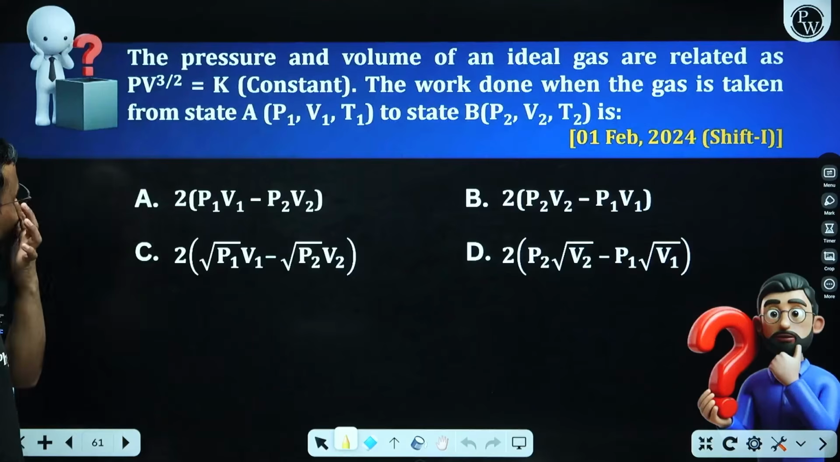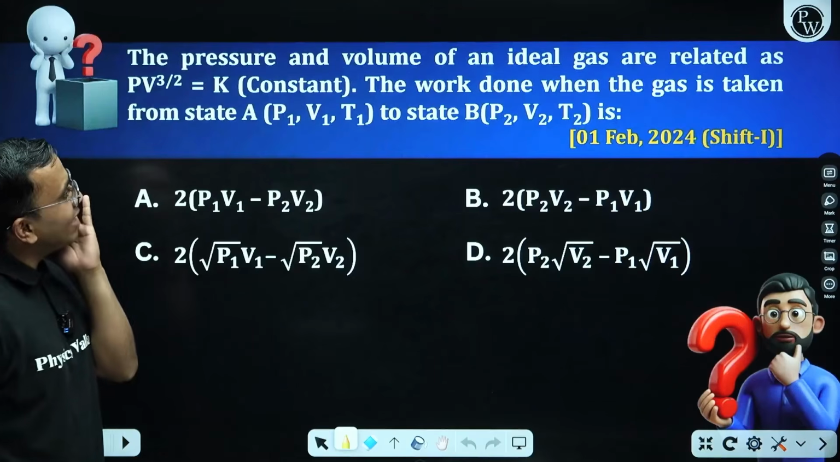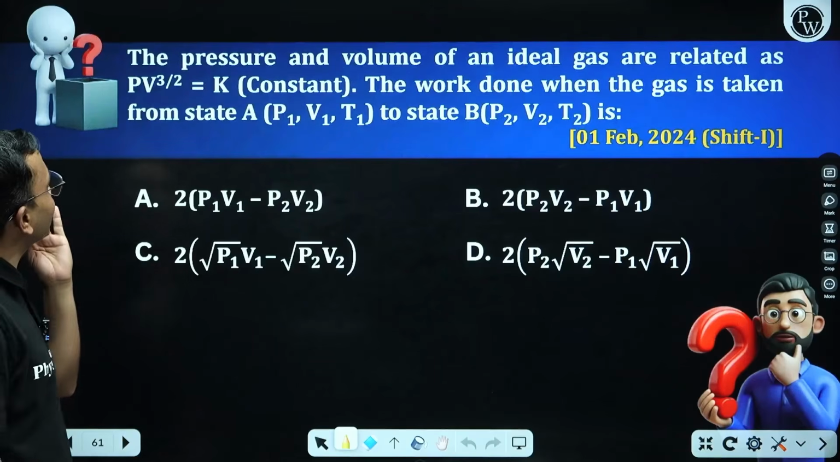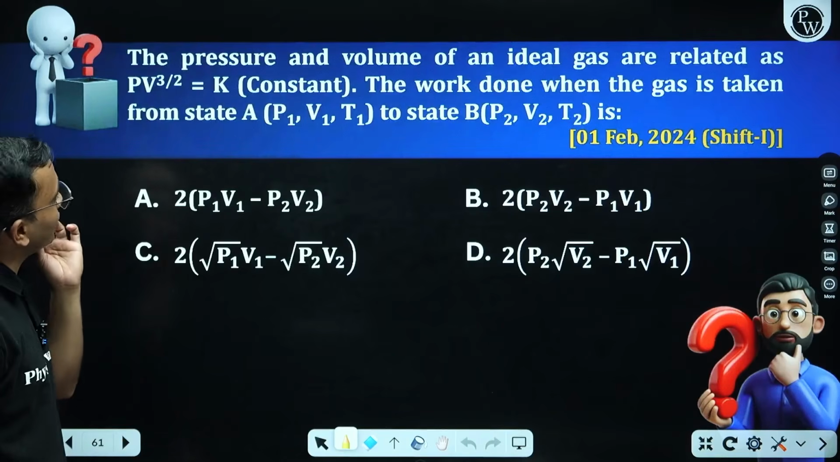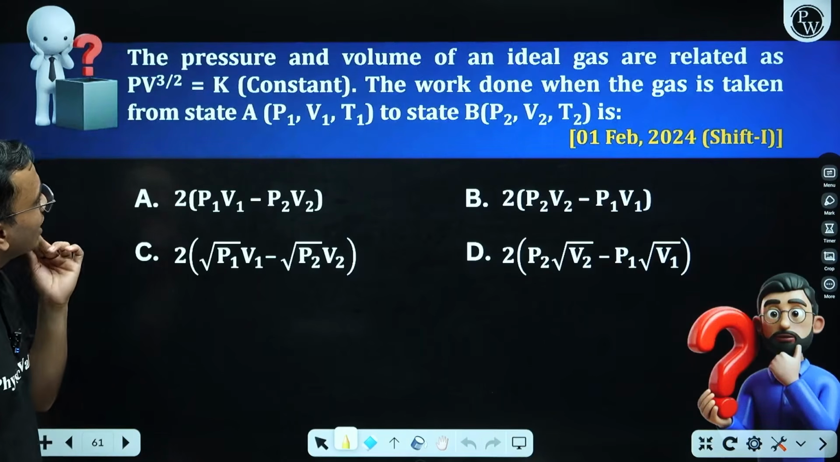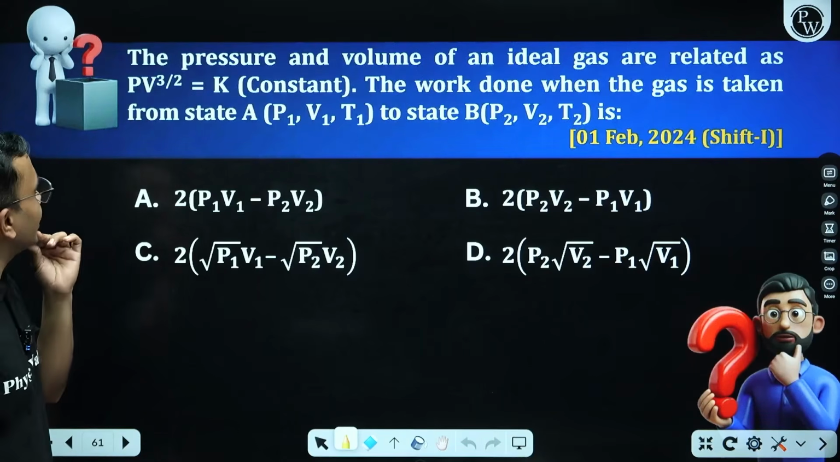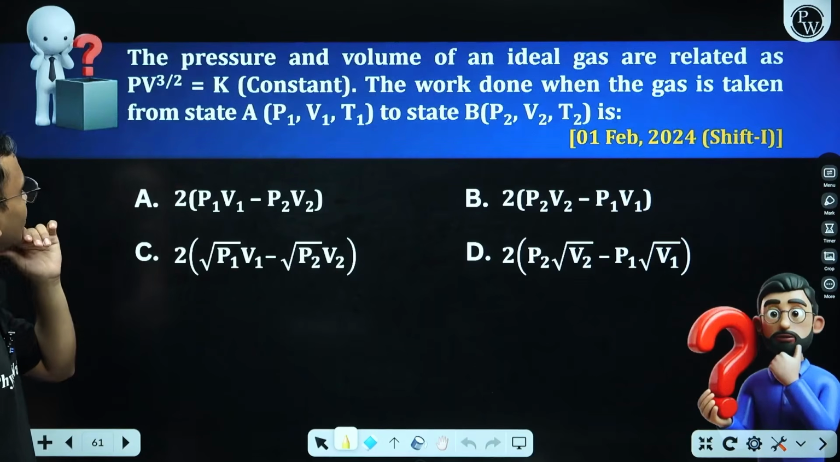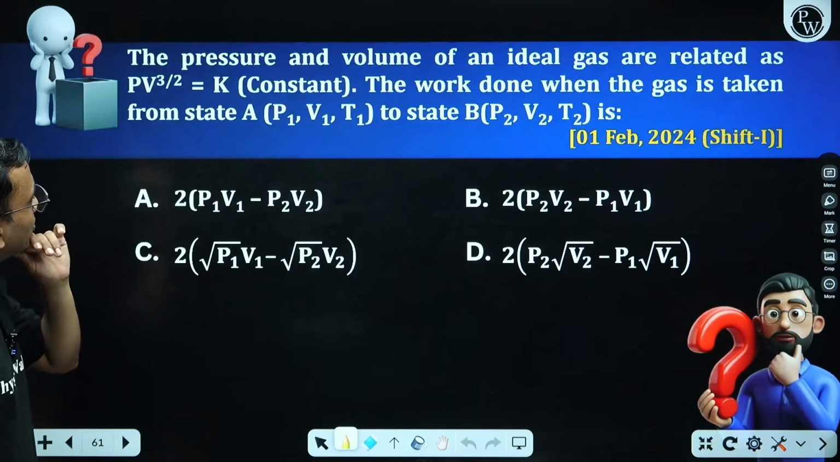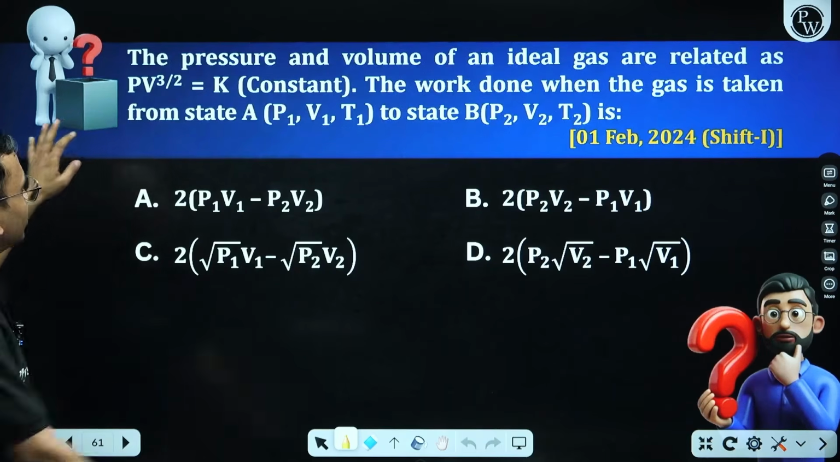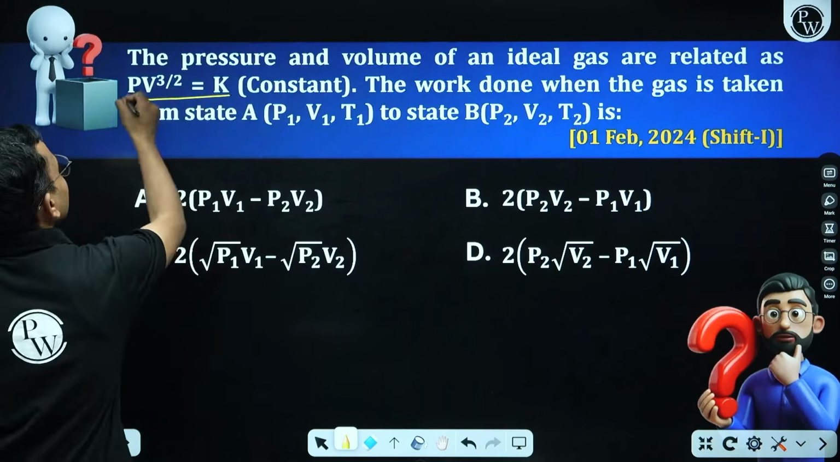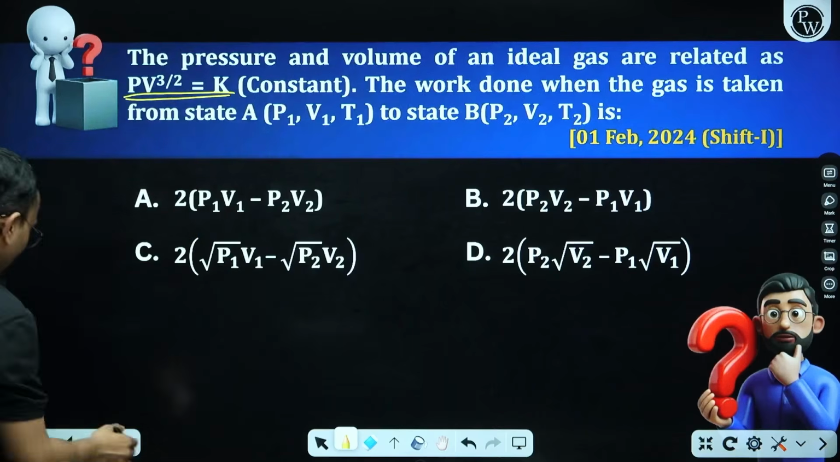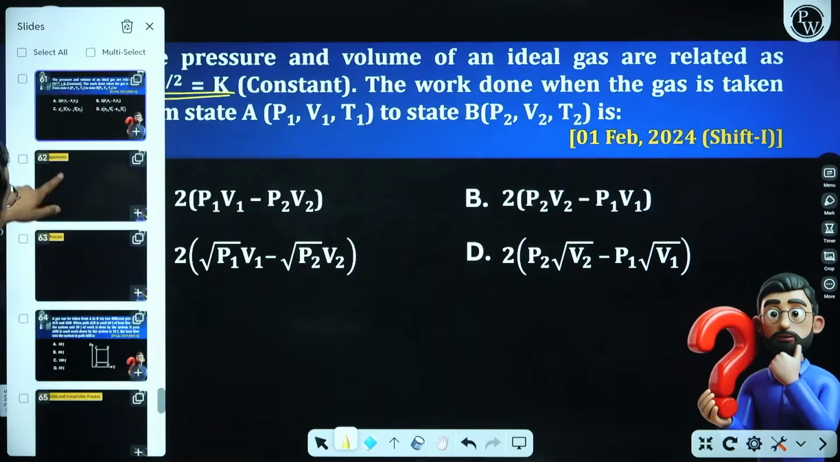Okay, another question. The pressure and volume of an ideal gas are related as PV to the power 3/2 is constant. The work done when the gas is taken from state A to state B is... PV to the power 3/2 is constant, so this is a polytropic process. For a polytropic process, come to the equation of the work done.